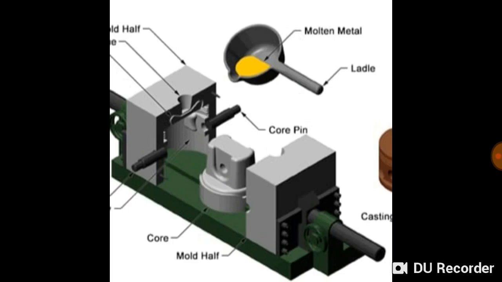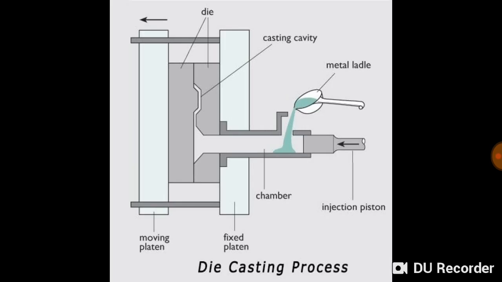This is the permanent mold. As you can see, that is the half of the mold and the second half of the mold, and in between the core is there, and once the die is closed, both halves are closed, the molten metal is poured and it takes the shape of the mold, but this mold is permanent.